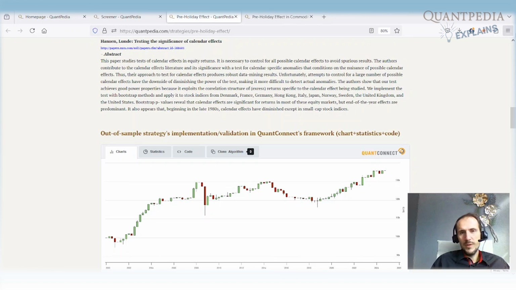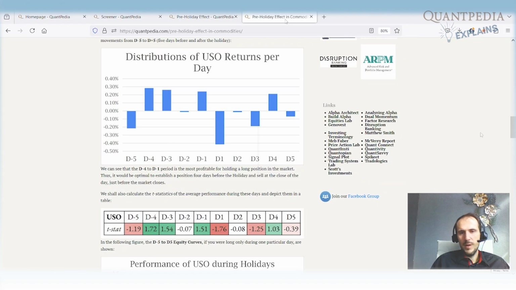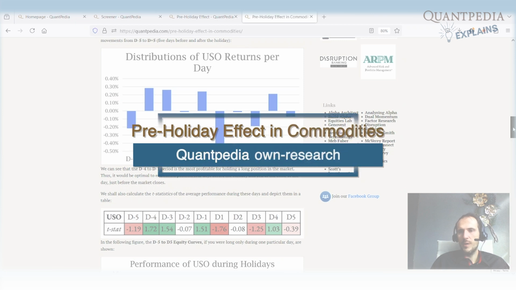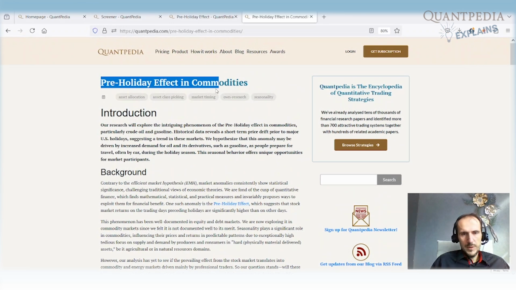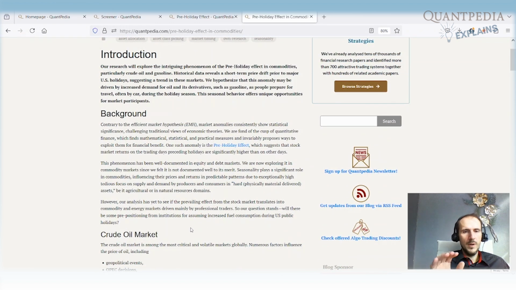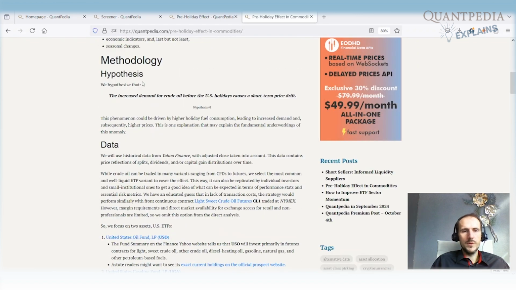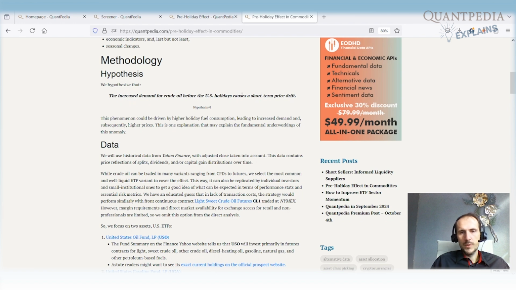What is interesting is that you can profit from this upside drift in gasoline and upside price drift in US crude oil. We have an article called Pre-Holiday Effect in the Commodities, in which we try to check if there is such a drift in the crude oil market. Our hypothesis was that increased demand for crude oil before the US holidays causes a short-term price drift.